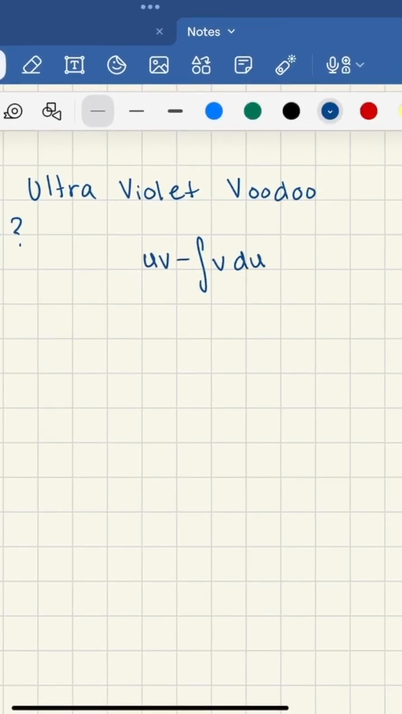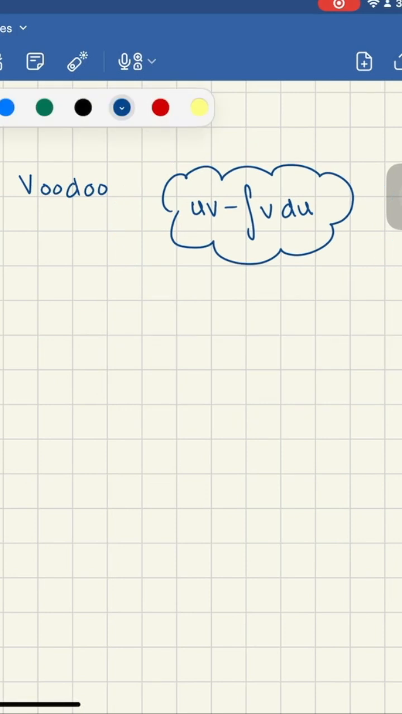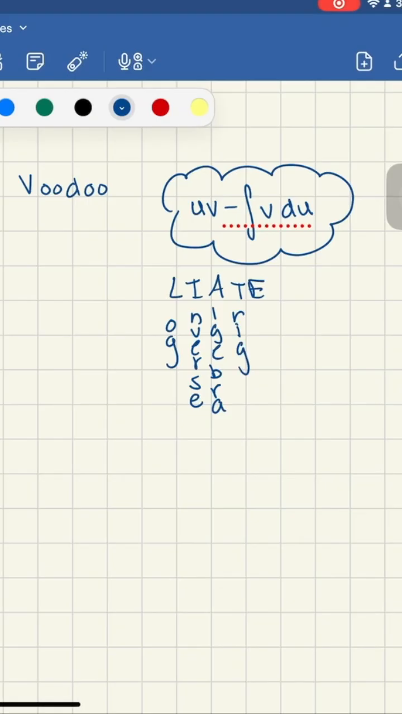Now, to identify what your u and your v and your du are going to be, we use a phrase known as LIATE. There are other phrases that you can use, but the one that I most commonly use is LIATE. The L stands for logarithmic, I is inverse trig, A is algebra, T is trig, and E is exponential. When I say algebra, it's algebraic functions, so the functions that are like quadratic, etc.